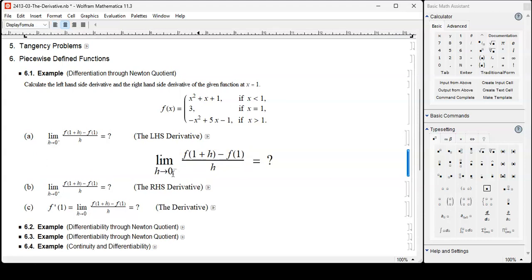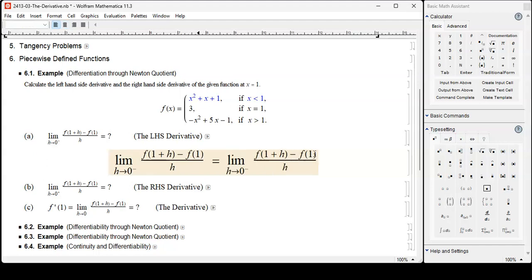Okay, 0 minus. So h is a little bit less than 0, so 1 plus h is a little bit less than 1. Which line is it? First line, second line, third line. A little bit less than 1, so it's the first line. Now f of 1, the function value, is 3. So this is 3, so that's easy.